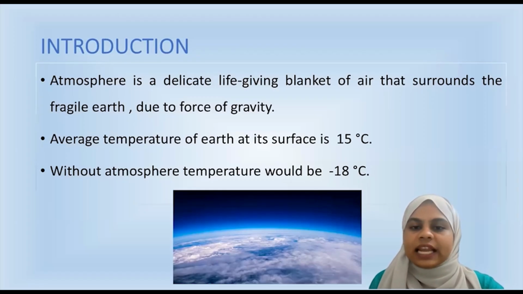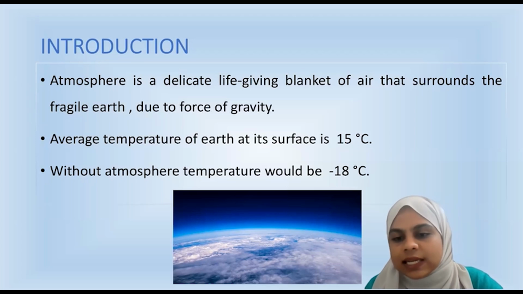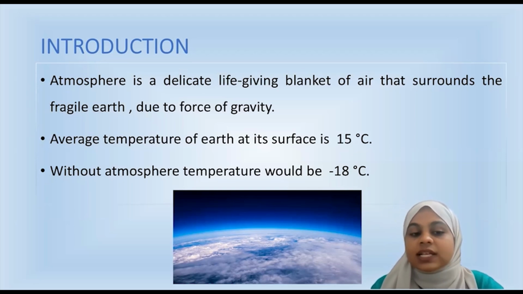Atmosphere is a delicate life-giving blanket of air that surrounds the fragile Earth due to the force of gravity. The average temperature of Earth at its surface is 15 degrees Celsius. Without atmosphere, the temperature would be minus 18 degrees Celsius. Without atmosphere, there is no beautiful sunrise and no sunset, no ocean, no lakes, no rainfall. So, atmosphere plays an important role in our planet Earth.